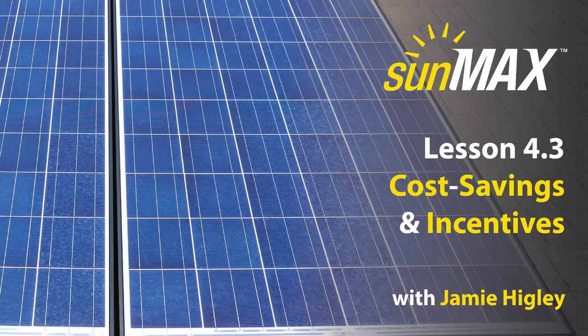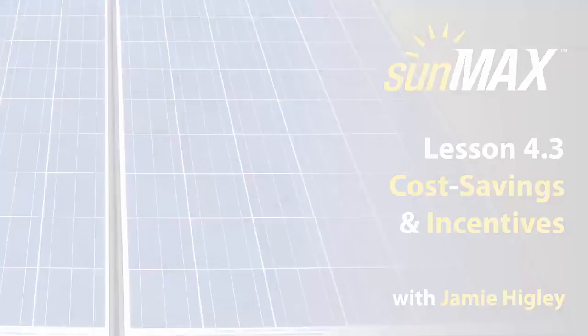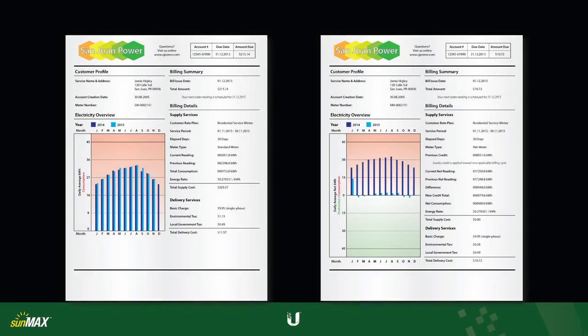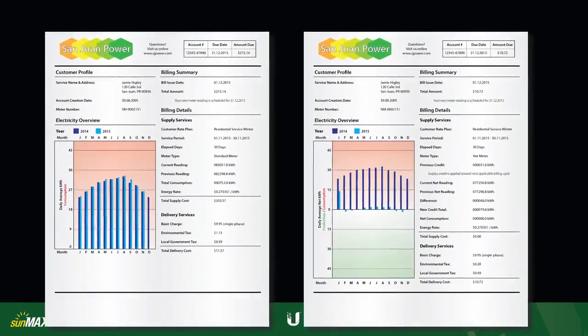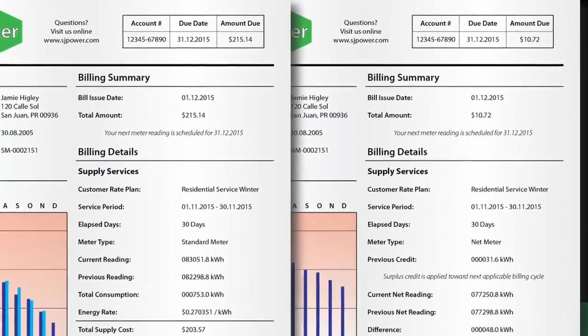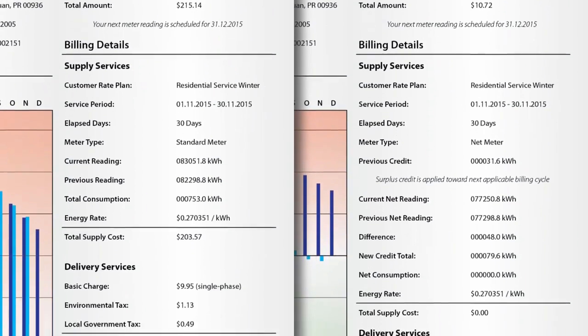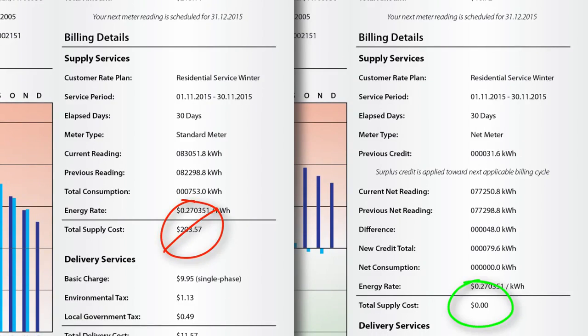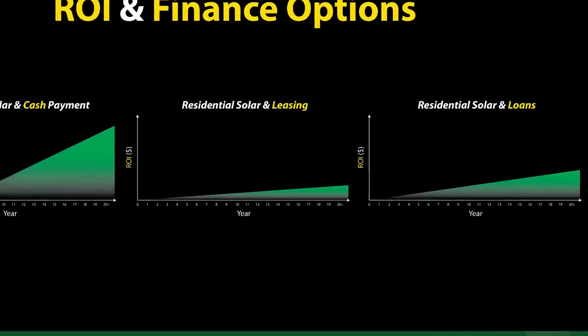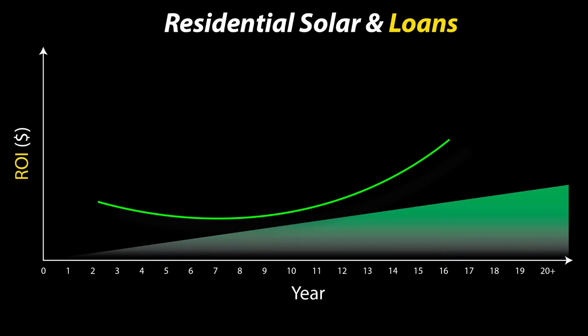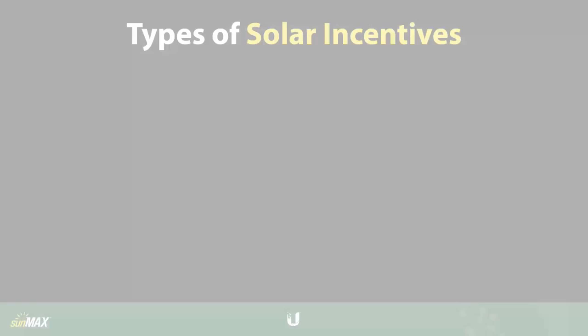Lesson 4.3: Cost Savings and Incentives. Cost savings refer to the offset rate charges from energy consumption on electricity bills. Cost savings are the primary economic motive for buying a residential solar energy system, saving customers potentially hundreds per month, thousands per year, and tens of thousands of dollars over the lifetime of the energy system.